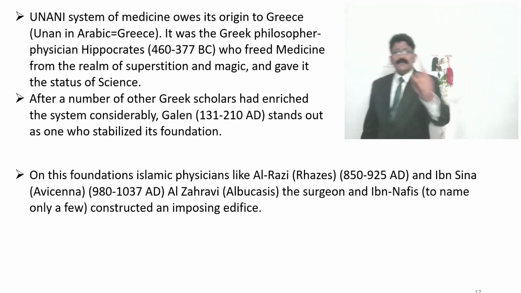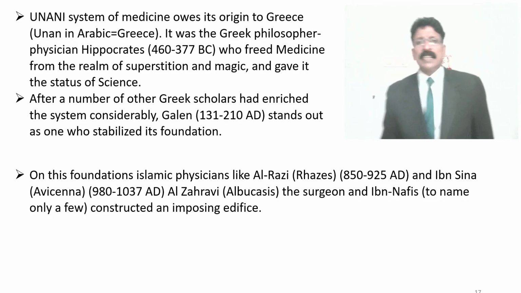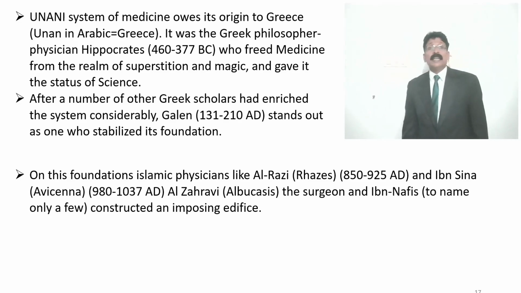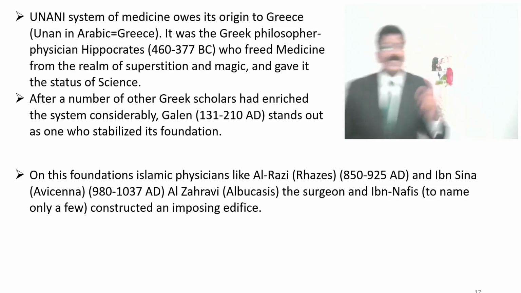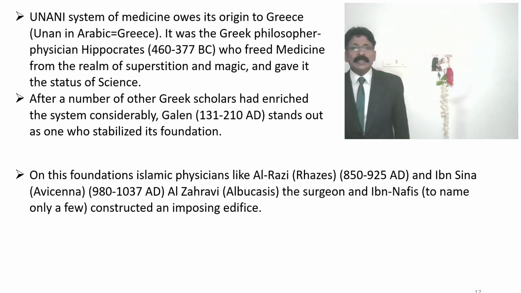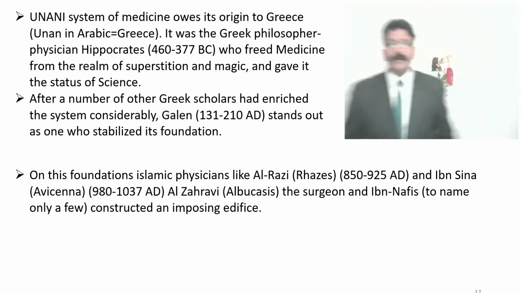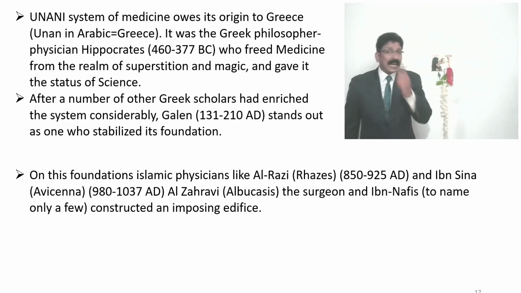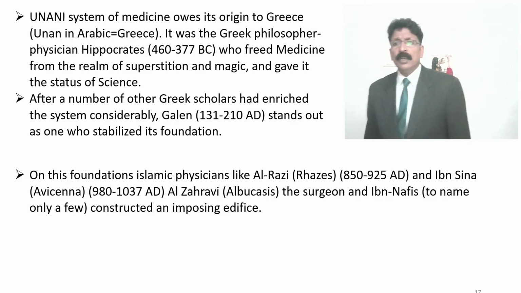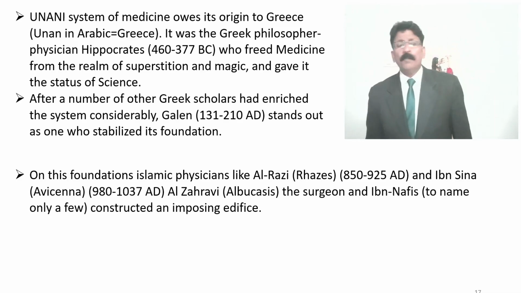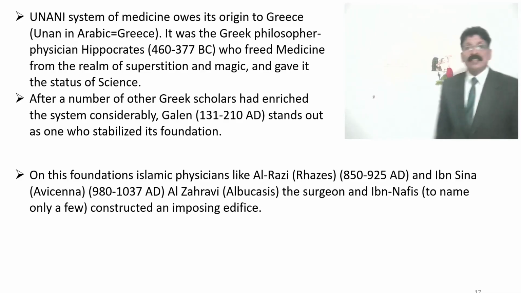On this foundation, Islamic physicians like Al-Razi, or Rhazes as he is called, 850 to 925 AD, and Avicenna, 980 to 1037 AD, Al-Zahrawi, that means Albucasis, a surgeon, and Ibn al-Nafis, constructed an imposing edifice in the Unani system.